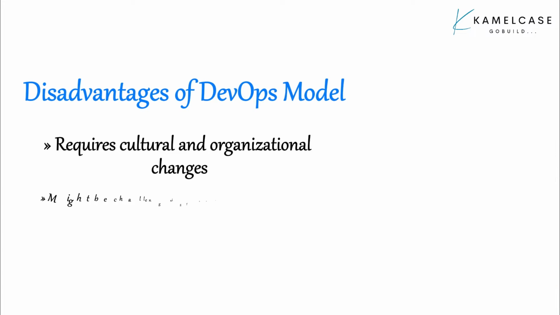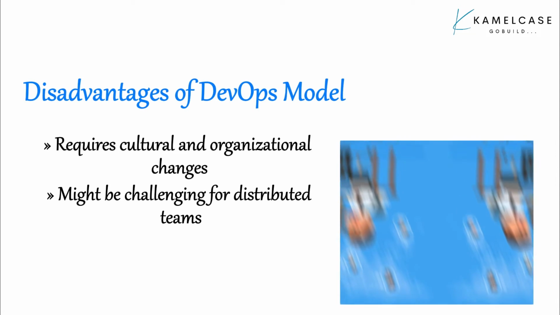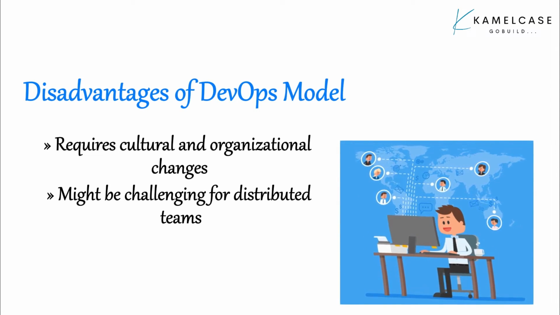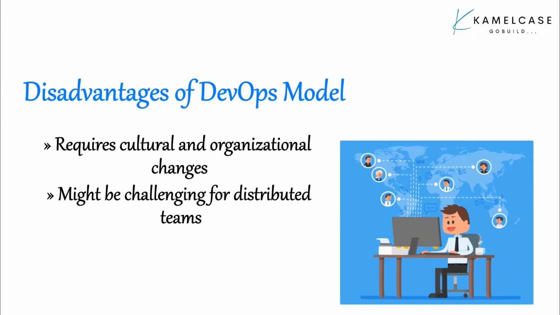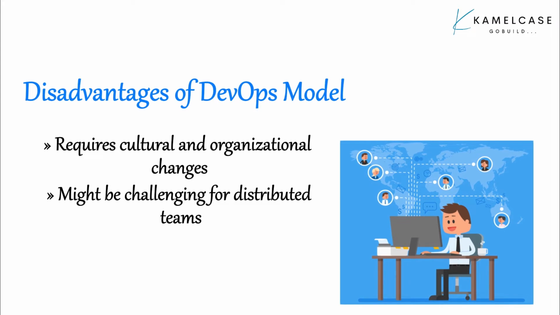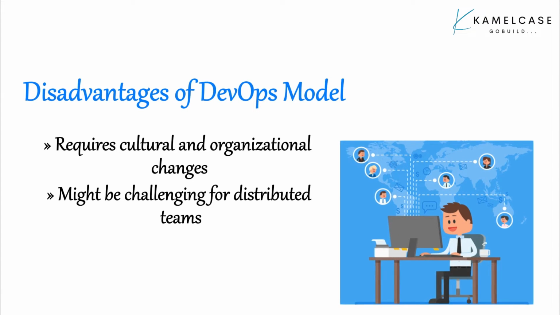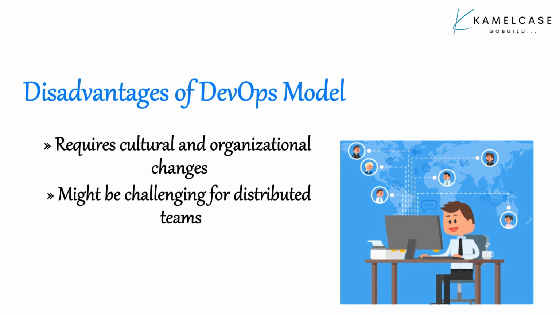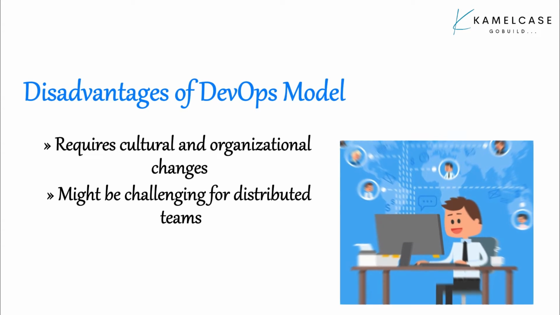Furthermore, might be challenging for distributed teams. Collaboration and communication, which are vital in DevOps, may become more complex when team members are geographically dispersed. This can lead to coordination issues and slower progress in a distributed work environment.